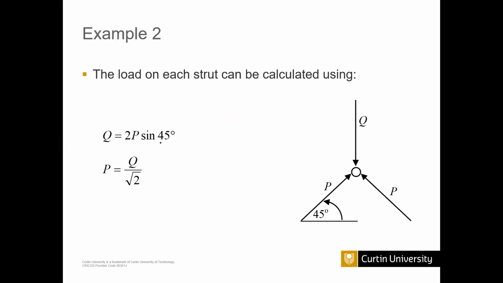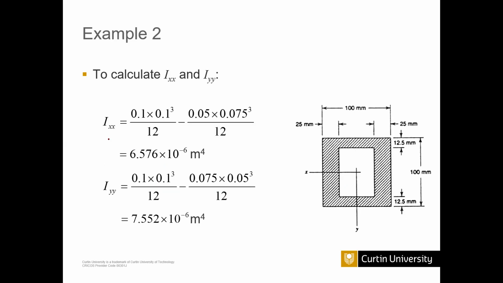Q equals 2P sin 45. So then we know the P value. That means each column carries this load. I told you Q cos 45. So we know separately how much load each column carries. Then calculate Ixx and Iyy. Earlier in the equations, they provided the second moment of inertia so we didn't need to find those values. Here they didn't provide it, so we need to calculate it.